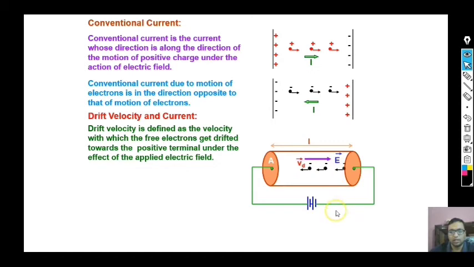Here you can see that electrons are moving from this negative plate to the positive plate, and we can say that the direction of electric current will be opposite to the motion of electrons. The conventional current will be shown by the direction of these arrows. Then drift velocity is given by the following expression.